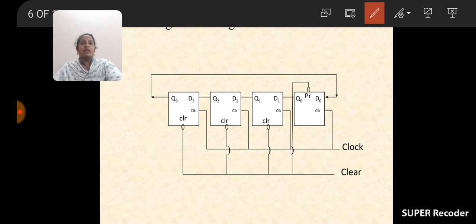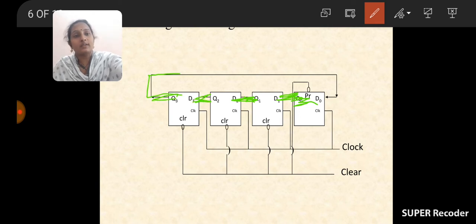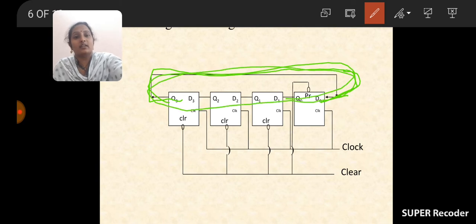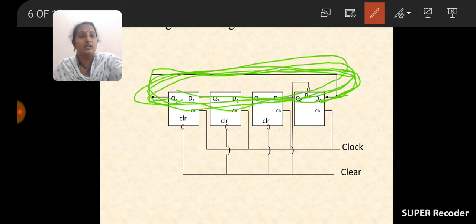And see, the output of each flip-flop acts as the input for the next one, and so on. And the output of the last flip-flop is connected to the input of the first one. This one is very, very important in the construction. Output of the last flip-flop is connected to the input of the first one. So in this fashion, it forms a ring. That's why this is called ring counter.